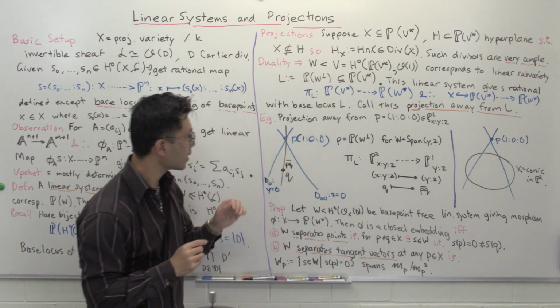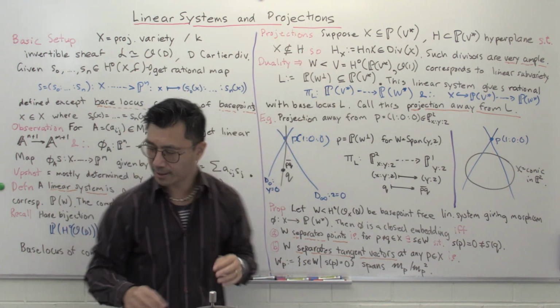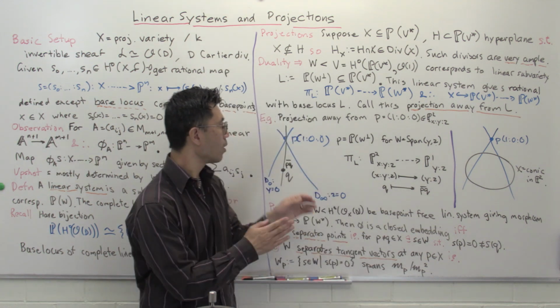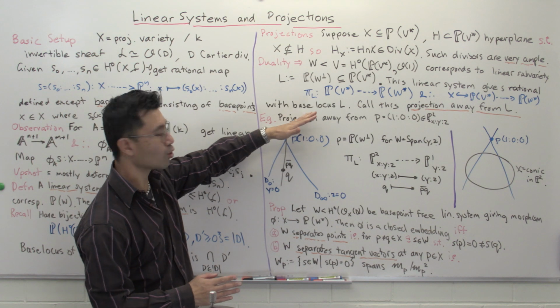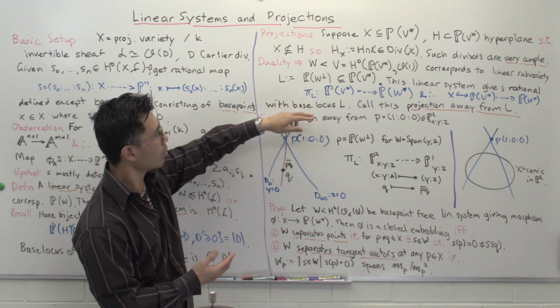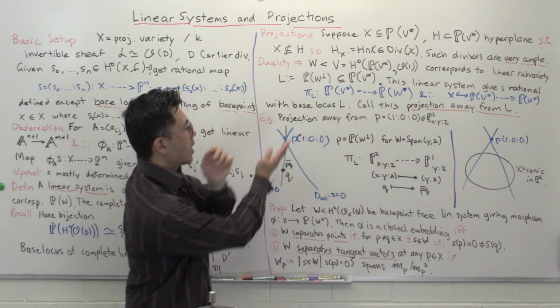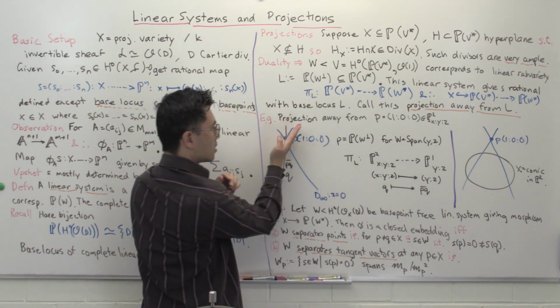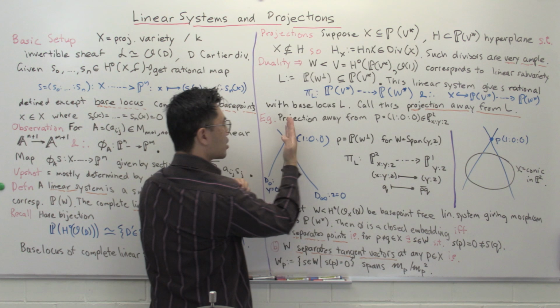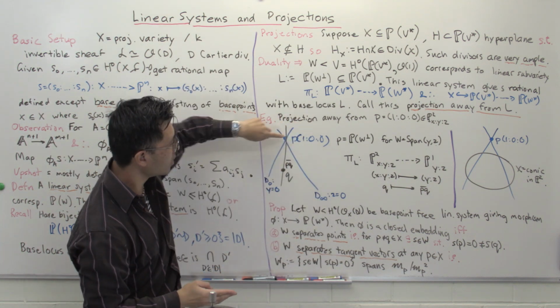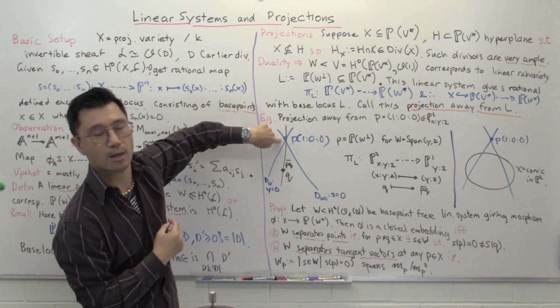Or maybe one other thing to say: if you look at this linear system here, what is it? If you think of it not as the vector space but rather its projectivization, it's the set of all these divisors. So this is a projective space, a projective line of divisors. And if you intersect them, what's the common intersection point? It's just this P. So that's why it's the base locus.